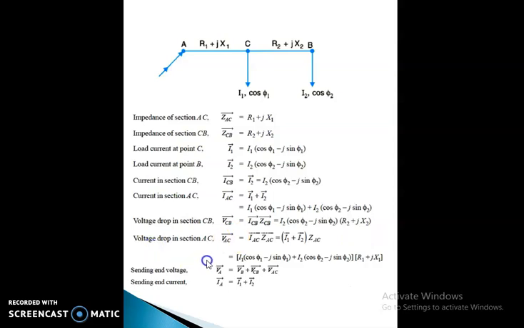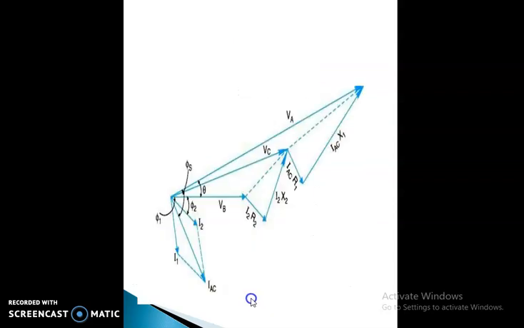Voltage drop in section AC, VAC, is equal to IAC times ZAC, which is equal to (I1 plus I2) times ZAC. So that is equal to [I1 (cos phi 1 minus j sin phi 1) plus I2 (cos phi 2 minus j sin phi 2)] times (R1 plus jX1). So the sending end voltage VA is equal to VB plus VCB plus VAC. Sending end current IA is equal to I1 plus I2.